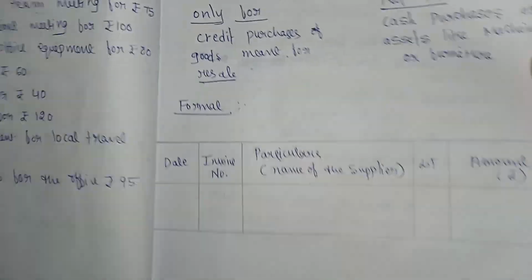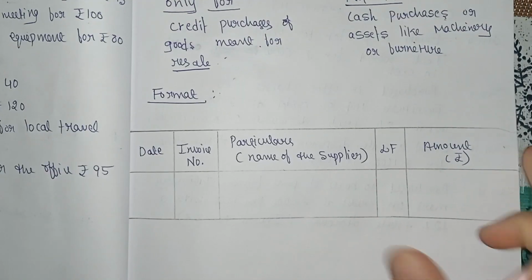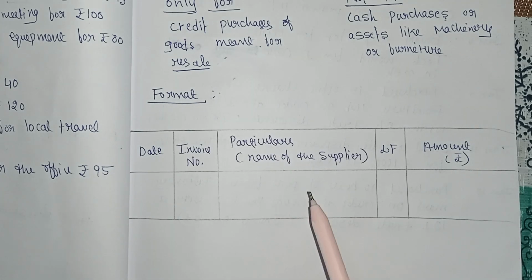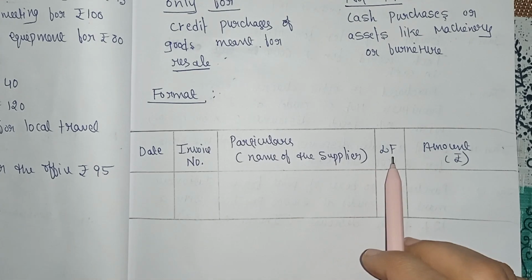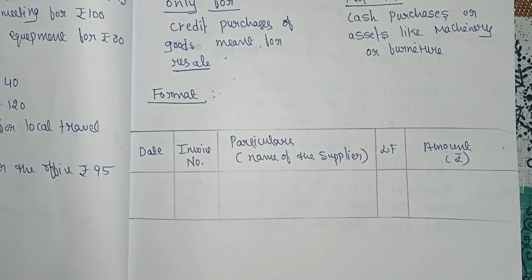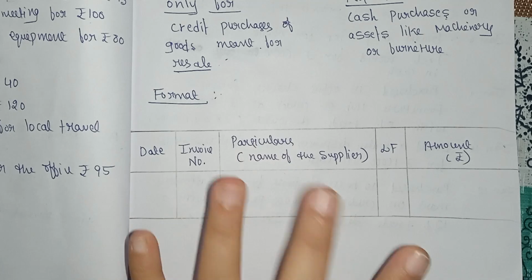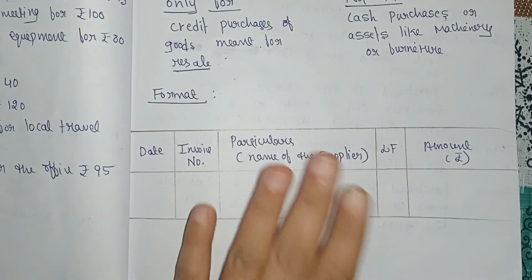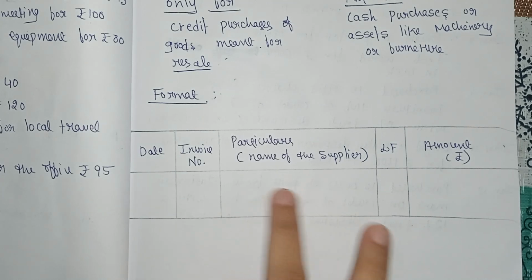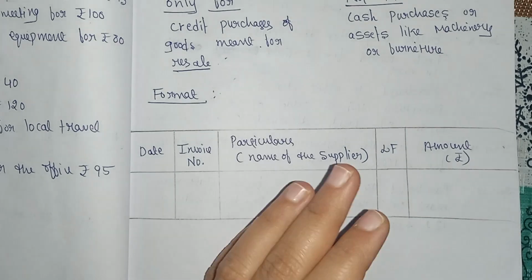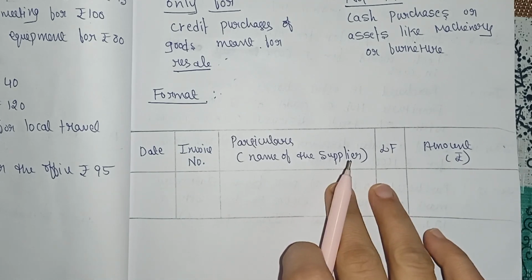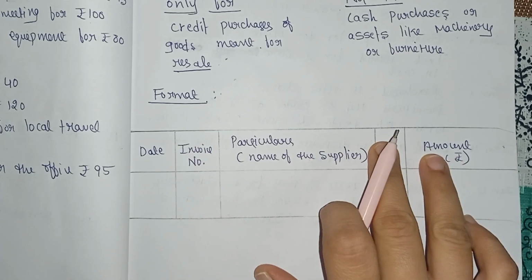Now we will see the format of the purchase book. First, date, invoice number, particulars. In this we have to write down the name of the supplier, ledger folio, meaning the page number of the ledger book, and amount. Here invoice number means the number mentioned on the invoice received from the supplier. That number we have to record here. And name of the supplier means the name of the party from whom goods are purchased. Their names we have to enter here. This is the format of the purchase book.